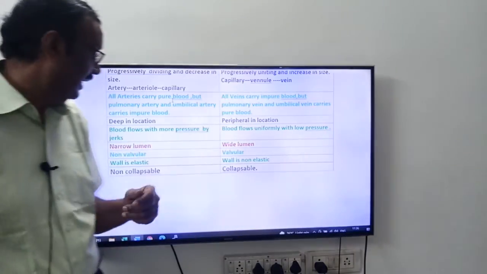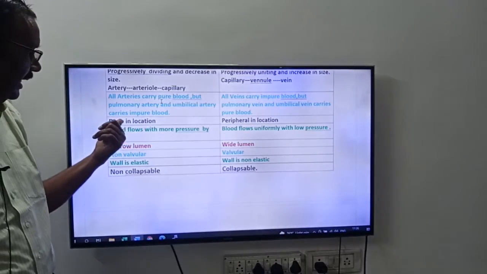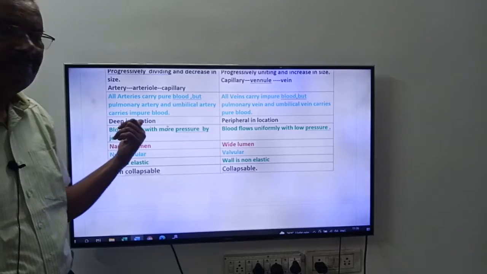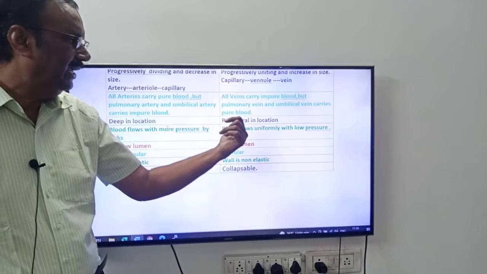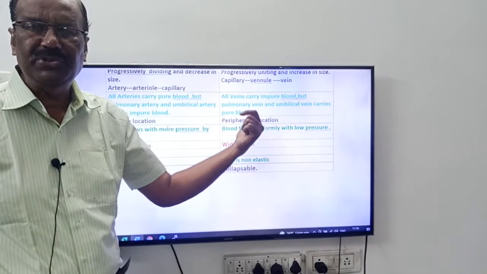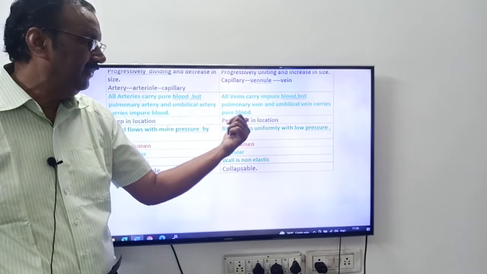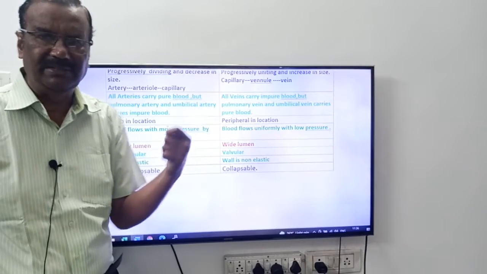Okay friends? Next friends, arteries are generally present in the deeper part of the body, they are deep in location, whereas veins are present at the superficial part of the body, they are peripheral or superficial in location.